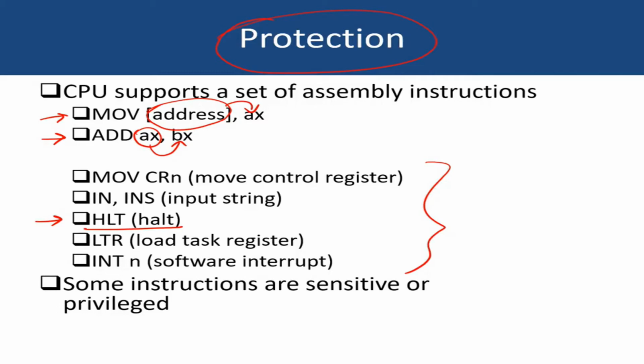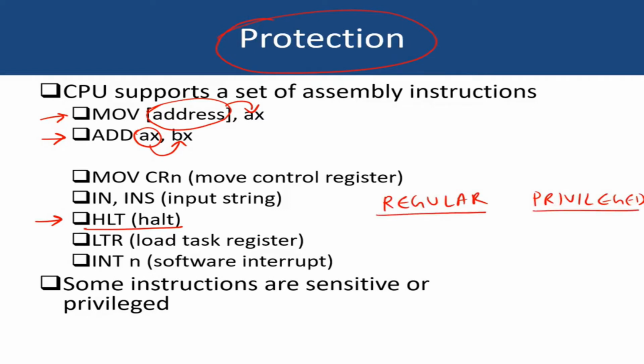Now what is important for us to understand from the operating system perspective is that all of these instructions can be partitioned into two groups: regular instructions and privileged instructions. Regular instructions are basically those instructions which can be executed by any user program or anybody in the system. Essentially, by executing these regular instructions, you cannot harm the system either accidentally or otherwise. Some examples of regular instructions would be the add instruction, the subtract instruction, the move instruction, and so forth.